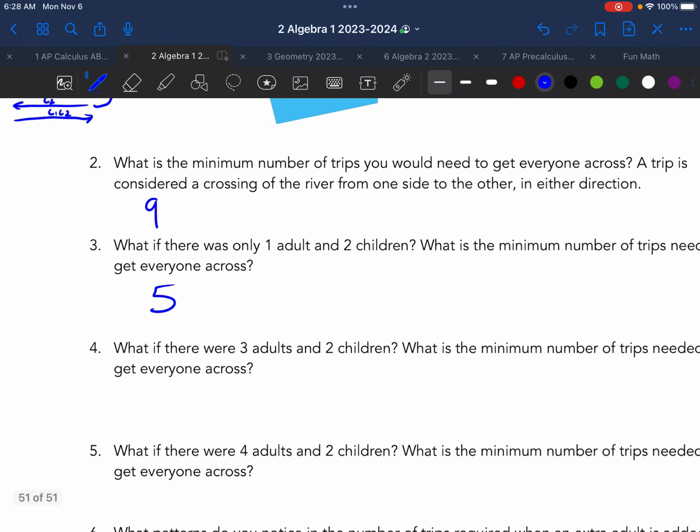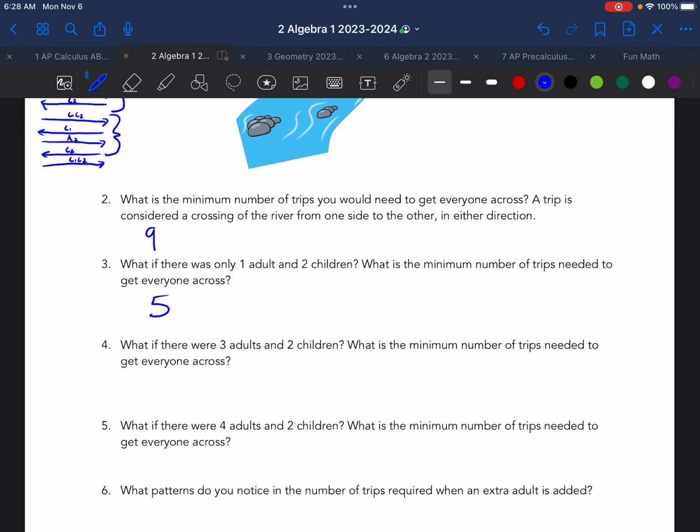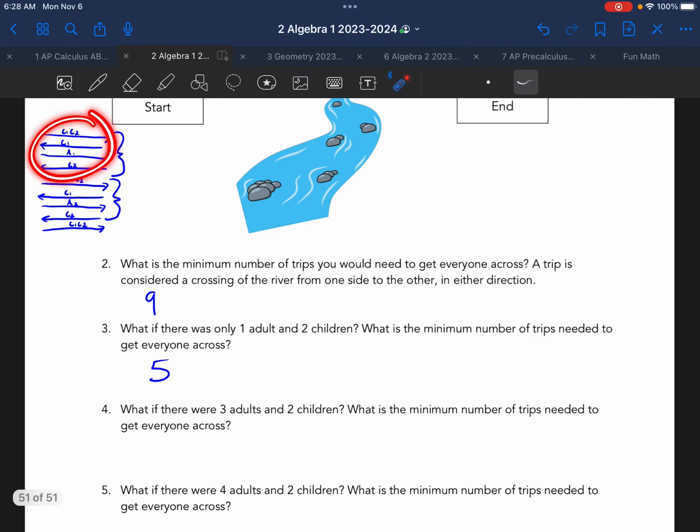All right, next we're on number 4. What if there were 3 adults and 2 children? So we had 2 adults, then we went to 1 adult, now we're going to 3 adults. What is the minimum number of trips needed to get everyone across? And my hint for you is there's going to be, instead of 1 fewer block now, 1 additional block. Okay, so that was your hint, and you're pausing the video now.